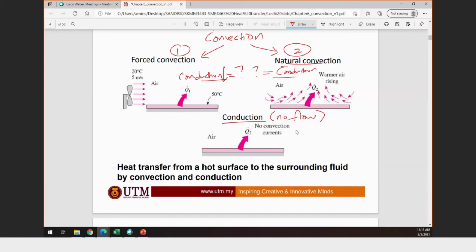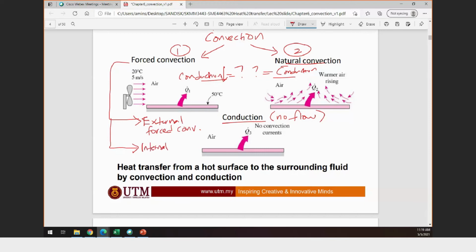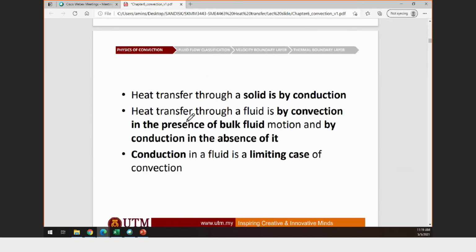Back to the types, we have two types of convection: forced convection and natural convection. Under forced convection, it can be divided into two more categories. One is external forced convection, and another one is internal forced convection. The difference is mainly due to the geometry, whether the fluid flow is outside of the system or inside of the system. This is more related to fluid mechanics consideration. We will define this later in the specified chapter.